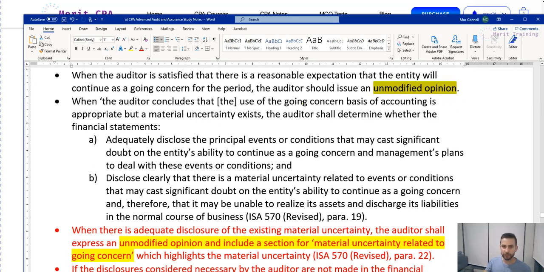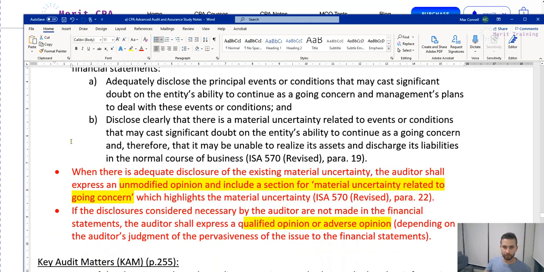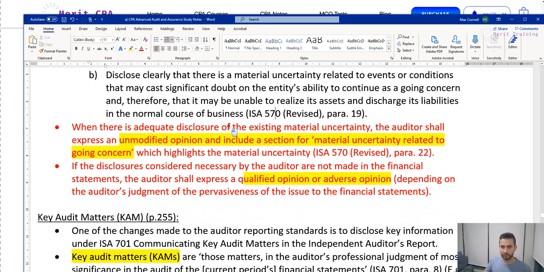So when the auditor concludes that the use of the going concern basis of accounting is appropriate but a material uncertainty exists, which is true, the auditor shall determine whether the financial statements adequately disclose the principal events, and so on. I'm going to skip over that. So when there is adequate disclosure of the existing material uncertainty, the auditor shall express an unmodified opinion and include a section for material uncertainty related to going concern. So I guess the question here is: is there adequate disclosure of the existing material uncertainty?